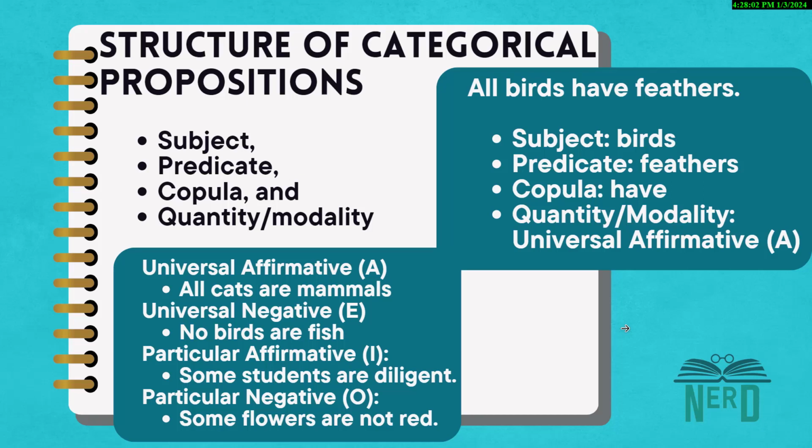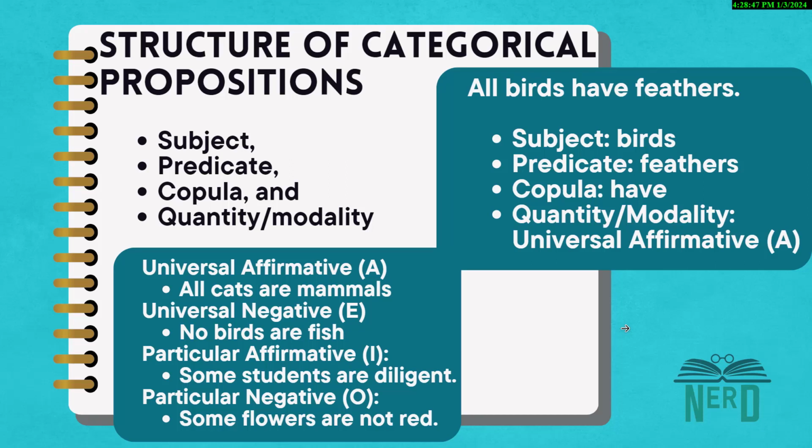We'll also talk about the structure of a categorical proposition. In that, what is the structure? They are made out of subject, predicate, copula, quantity, and modality. Like here you see an example. When we talk about all, like all cats are mammals, this is a universal affirmative, and we denote it as A. If it is a complete opposite, a universal negative, we denote it with E. Here, no birds are fish, this is a universal negative.